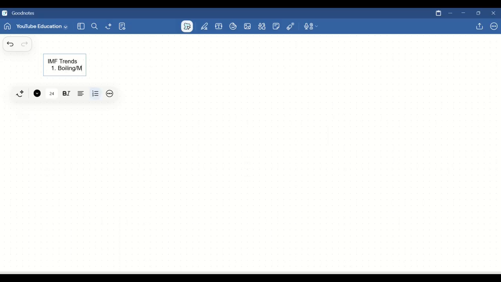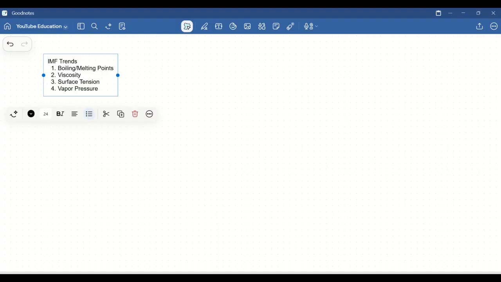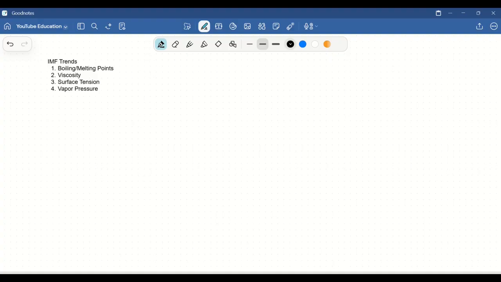Boiling and melting points. We have viscosity. We have surface tension and vapor pressure. And there's technically other ones that would exist too, but these are the main four that get tested on. So if we take a look at the first one, boiling and melting point.